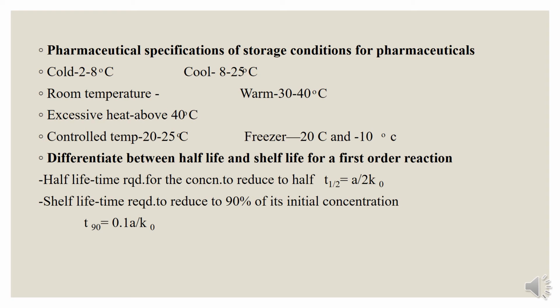For example, if it is cold, that product should be kept at a temperature between 2 to 8 degrees Celsius. Whereas if any product has a labeling of cool, it should be kept between 8 to 25 degrees Celsius. And in case of room temperature, it means the temperature in our working area, and warm means 30 to 40 degrees Celsius, and excessive heat above 40 degrees Celsius. So we can see these terms in case of our IP. But there are other two terms which are not prescribed by IP, and just mentioning, we have to know, right?